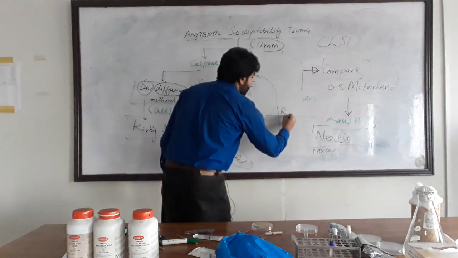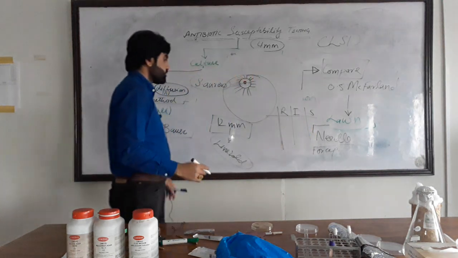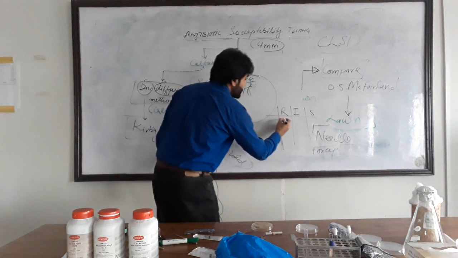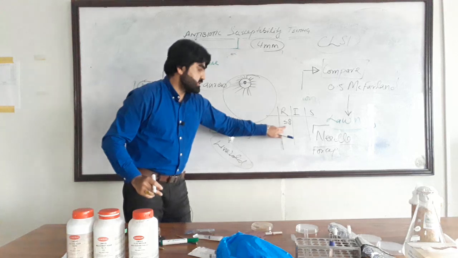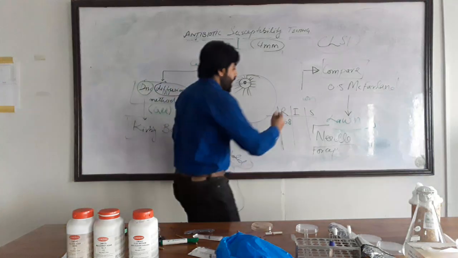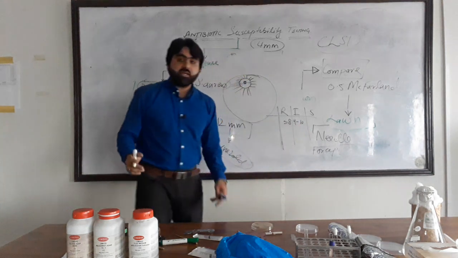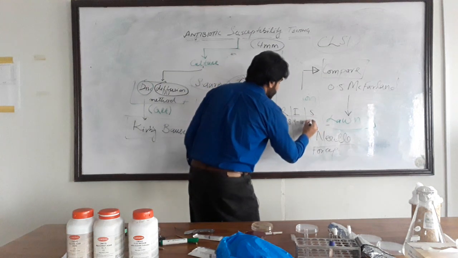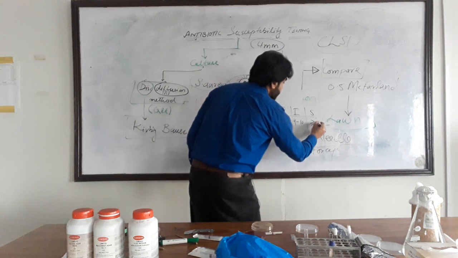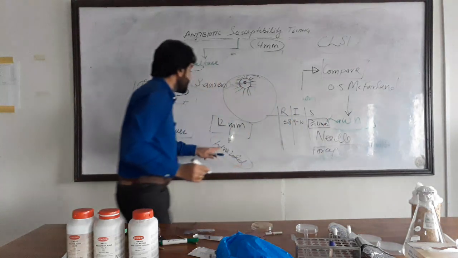Here you can see R, intermediate, and susceptible or sensitive. So you can see that it will be like that. If your zone is less than or equal to 8 millimeter, then it is resistant. Okay? If it is between 9 and 10 millimeter, then it is intermediate susceptible, or if it is greater than or equal to 11 millimeter, then it is susceptible to linezolid.